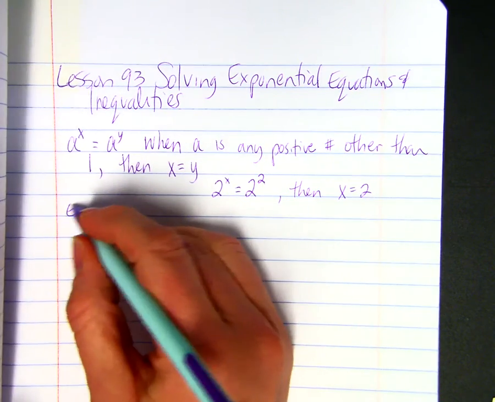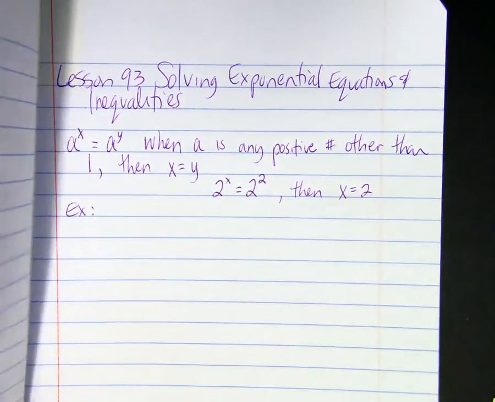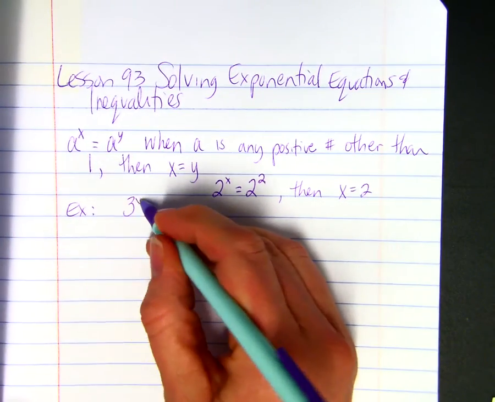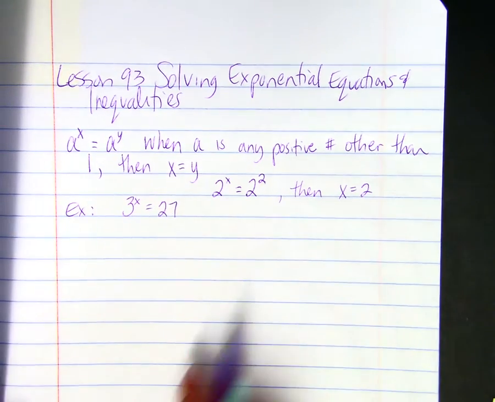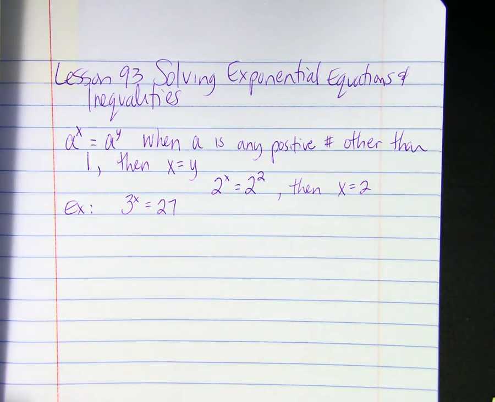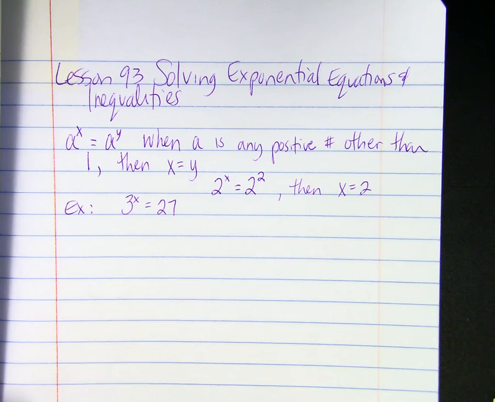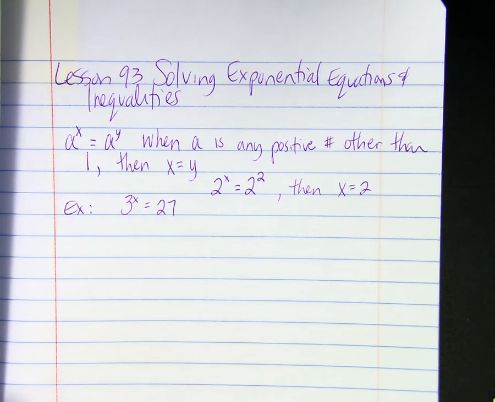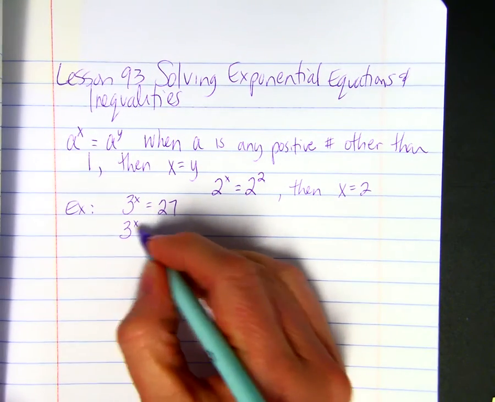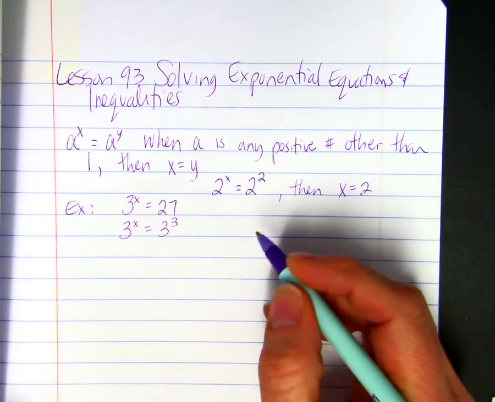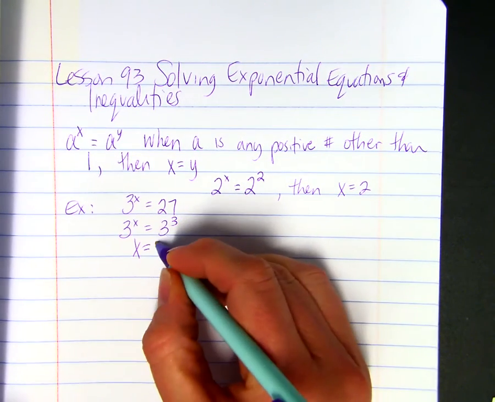So here's an example where we would use that. If they said 3 to the x power equals 27, basically we want to write 27 with an exponent that has a base of 3. So 3 to the x equals 3 cubed. So then you would solve and x equals 3.